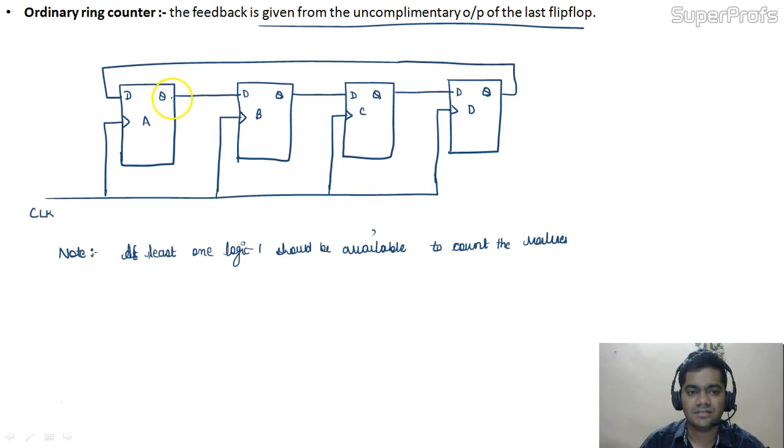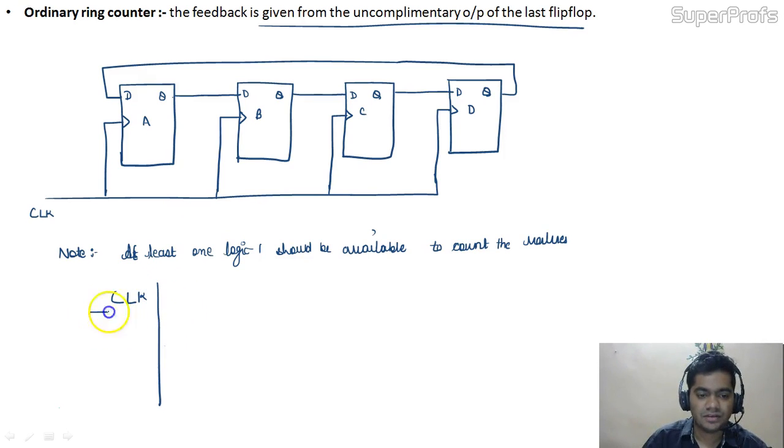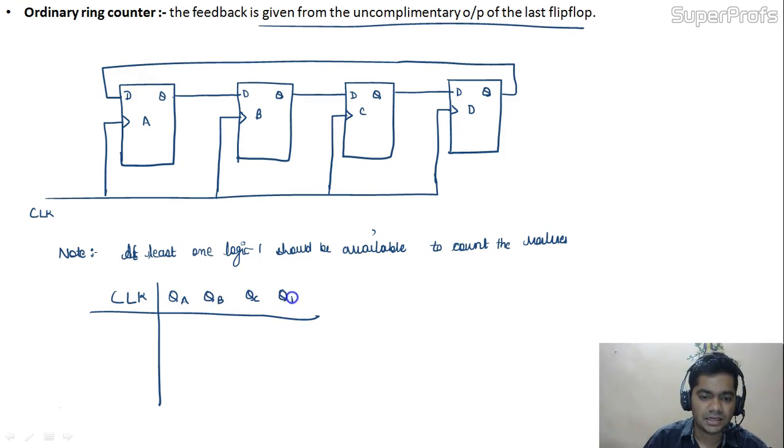Because suppose we have QA is 0, QB is 0, QC is 0 and QD is also 0. On giving the clock pulse, as it is a data flip-flop, the output would always remain 0, 0, 0, 0, and we are not able to count the clock pulses through the ordinary ring counter. So it is necessary to give at least one logic 1 to this counter. So we are marking clock pulse, QA, QB, QC and QD.